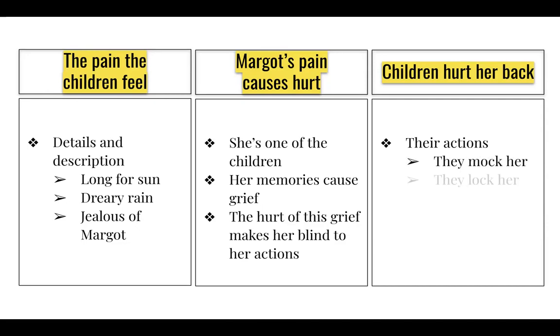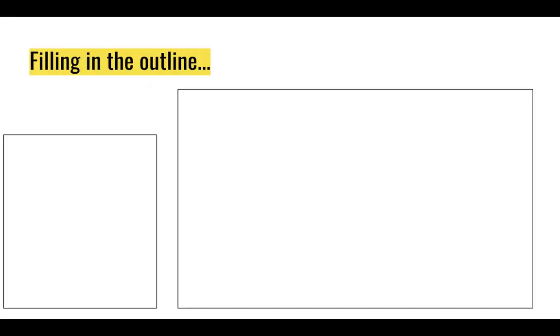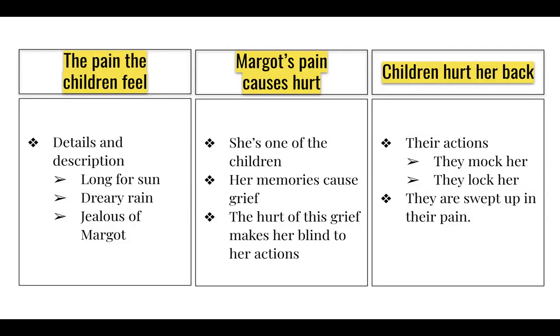What do they do to her? They mock her. They lock her in the closet. I'm going to show that they're really swept up in their own pain, and it causes them to respond to her. So this is the structure I'm going to go with here.